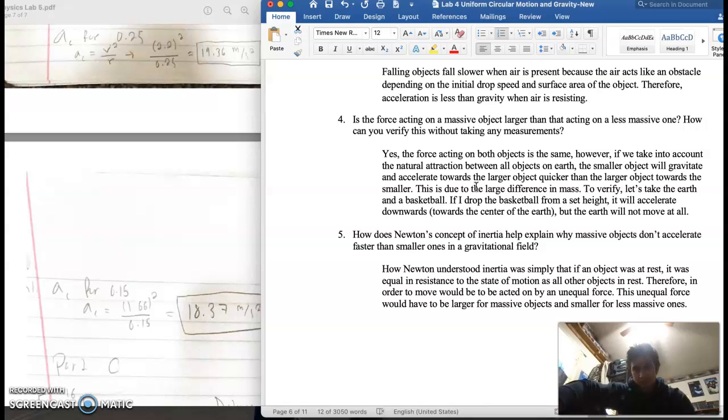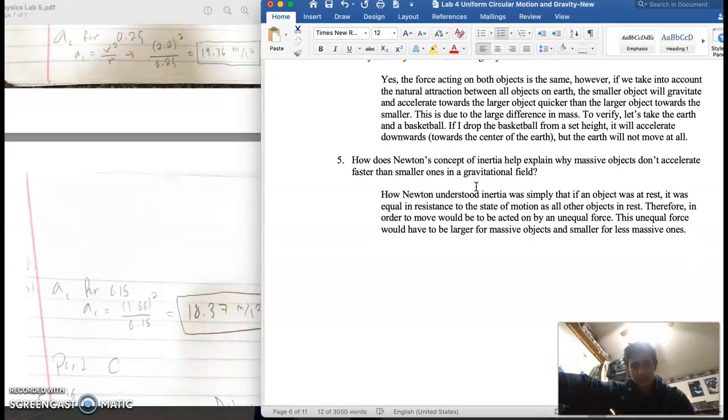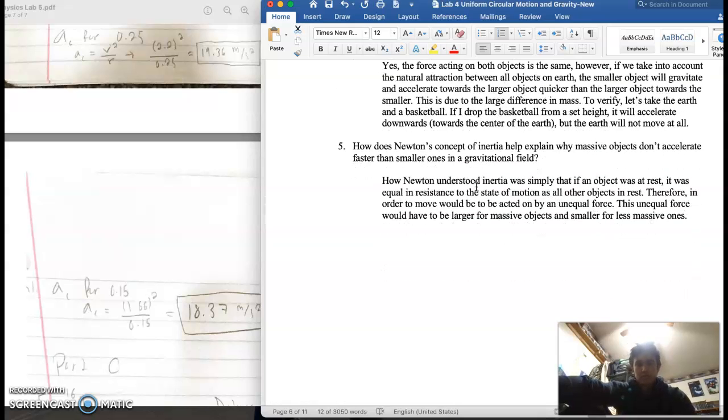Yes, the forces act on both objects in the same way. However, we take into account the natural attraction between all objects on Earth. Smaller objects are going to gravitate toward and accelerate towards larger objects, rather than the other way around. So large objects don't go towards smaller objects; smaller objects go towards bigger objects. So while it is the same force being applied to each mass, those with greater mass are going to pull the smaller mass more. Verified by the Earth and any object that drops towards the center.